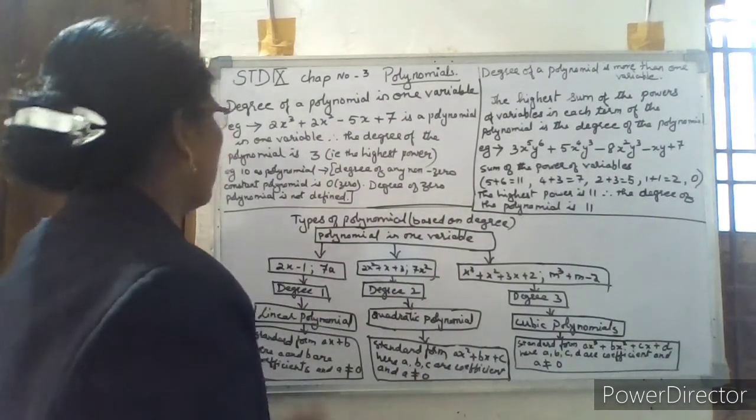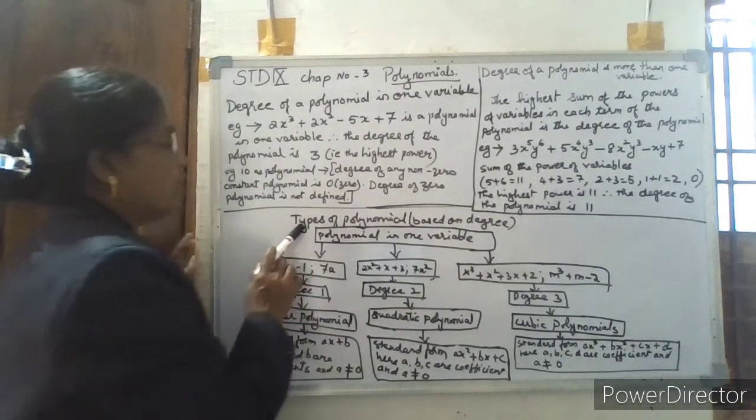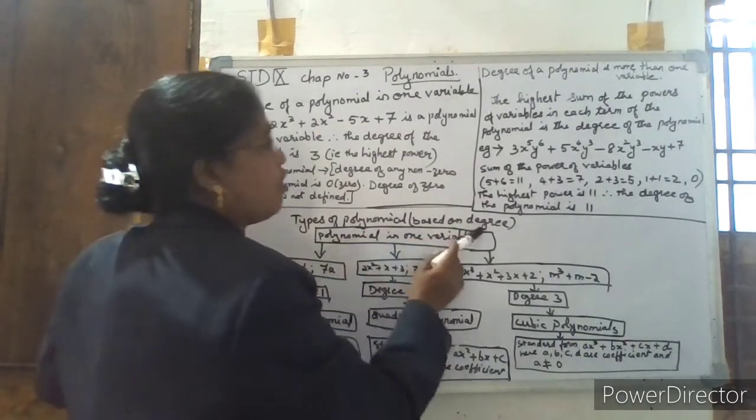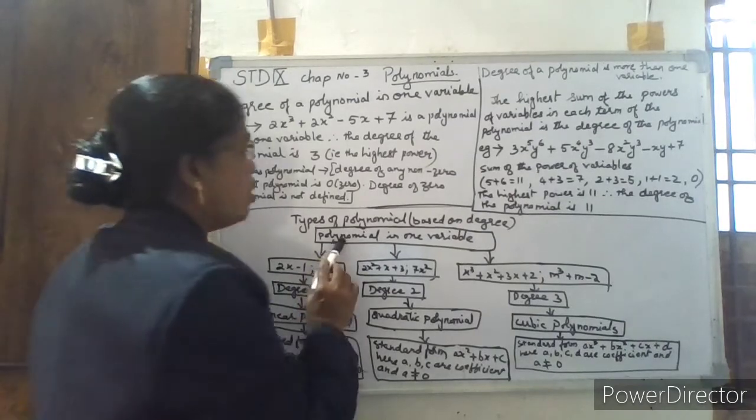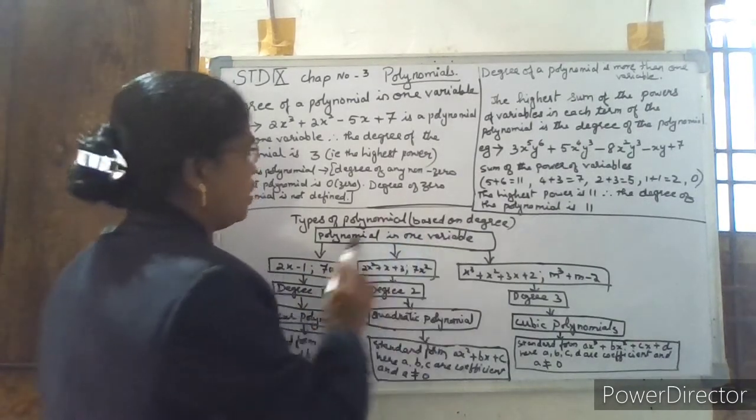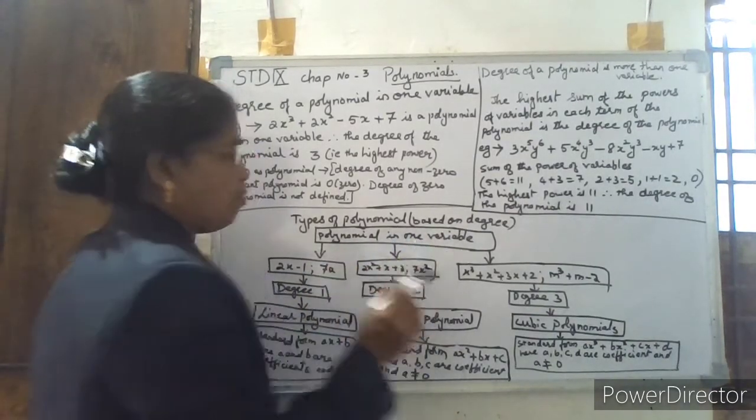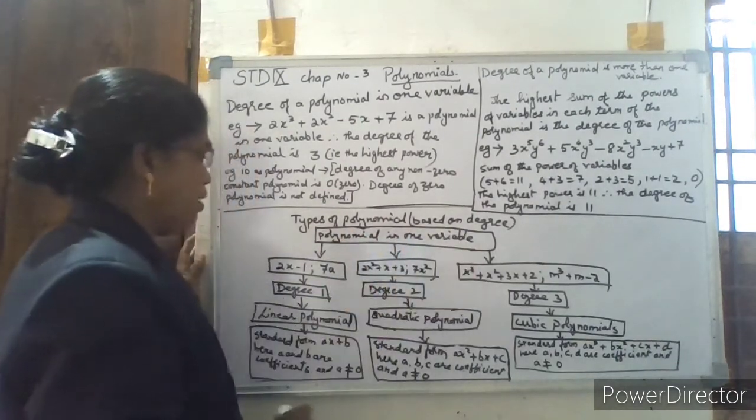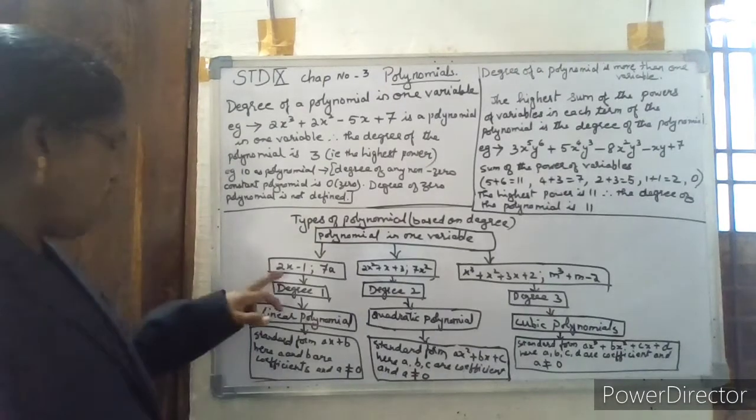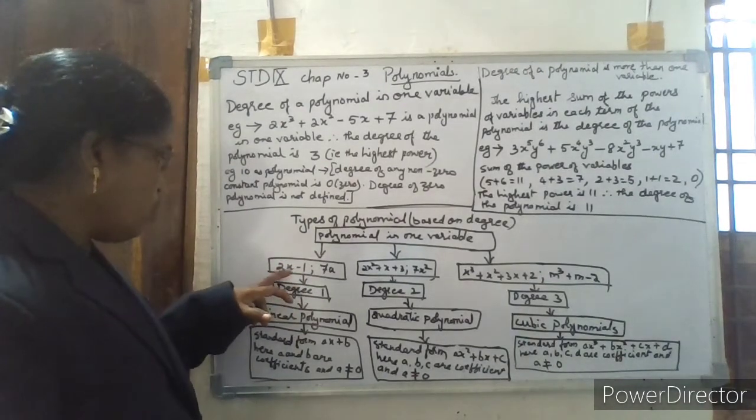Now, we are going to learn types of polynomials based on degree. Types of polynomial based on degree. So, polynomials in one variable. In this, we are going to learn only polynomials in one variable. Now, see examples here. First one, 2x minus 1 is one example.